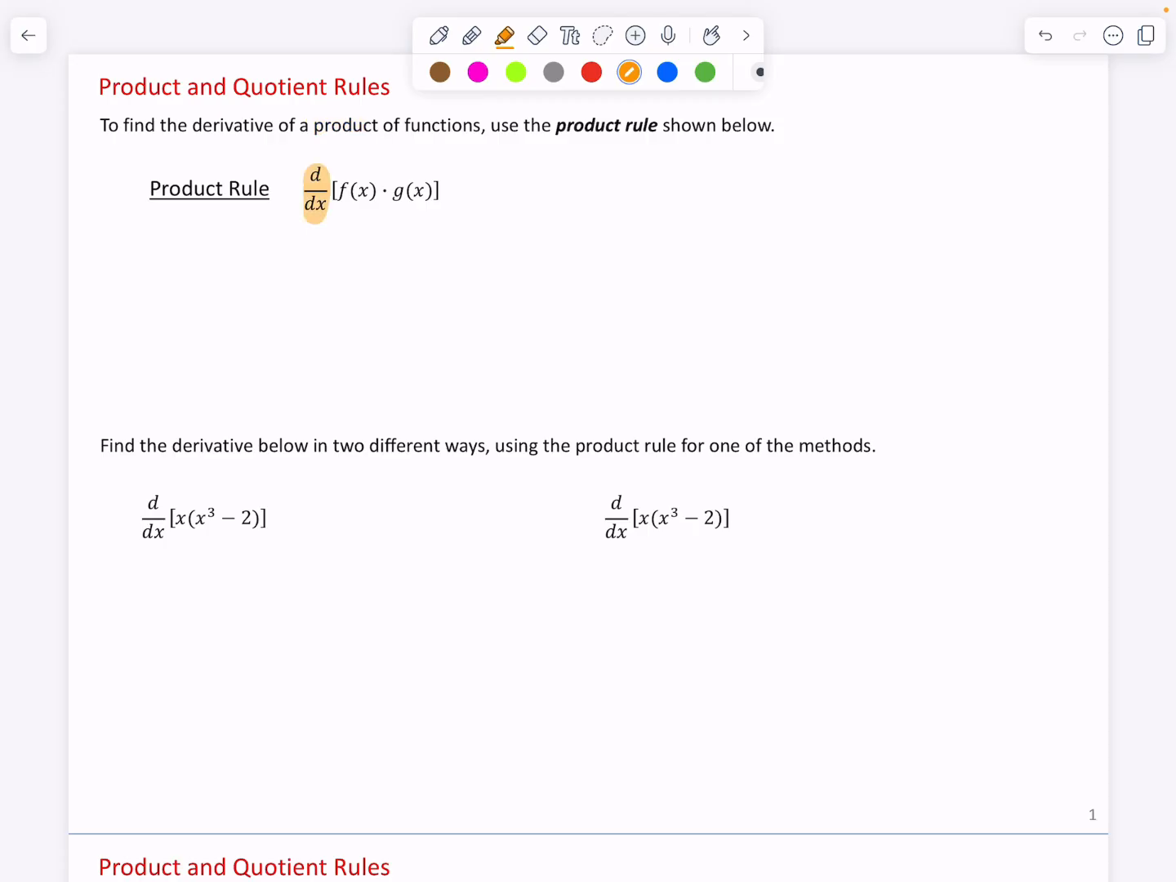So here's a differential operator. It identifies that x should be thought of as the independent variable, and we have a product of a function f and a second function g. In this video, I do not intend to show you the proof of the product rule, just to show you the result.